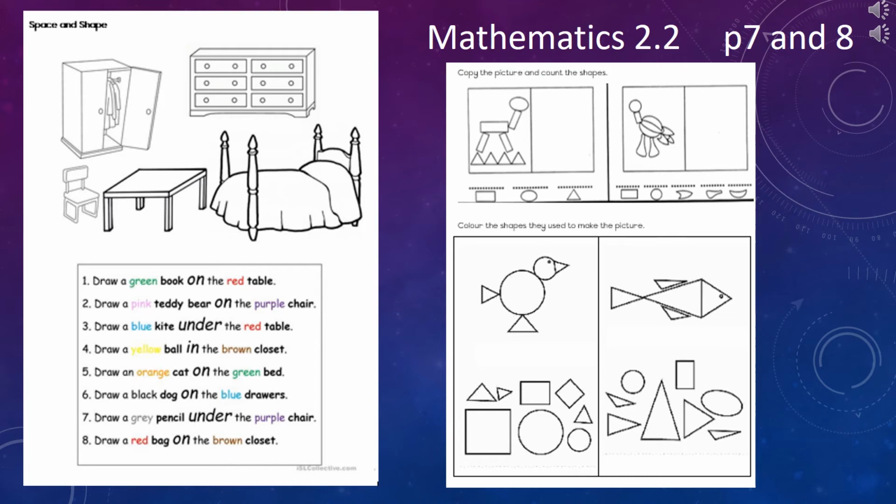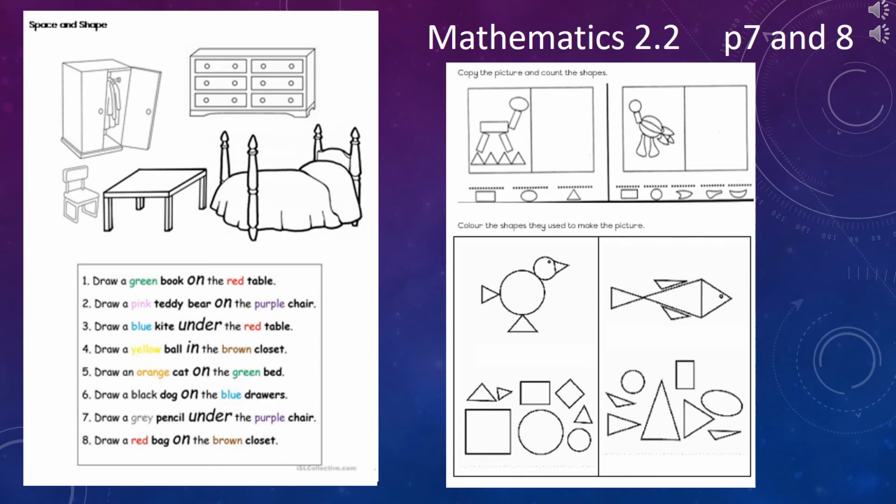At the top of page 8, I give you 2 pictures. You're going to try and copy them. The first one, there's normal geometric 2D shapes, and then on the right hand side, those are not all normal geometric 2D shapes. That's a little bit more tricky, that one. And then afterwards, I want you to go and count how many of each shape you used to make that picture. At the bottom of the page, there's a bird and a fish.